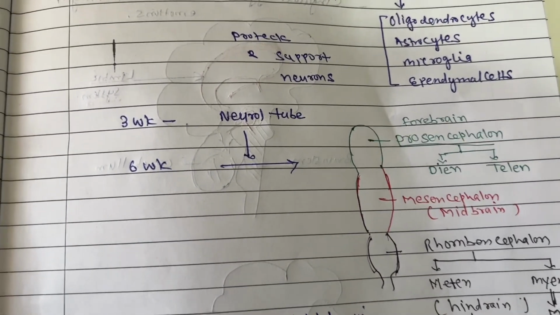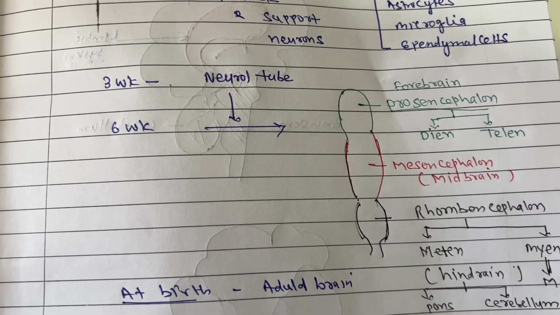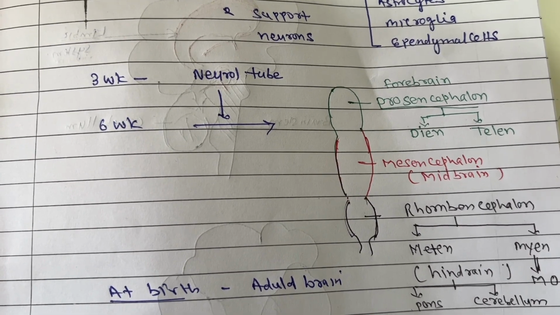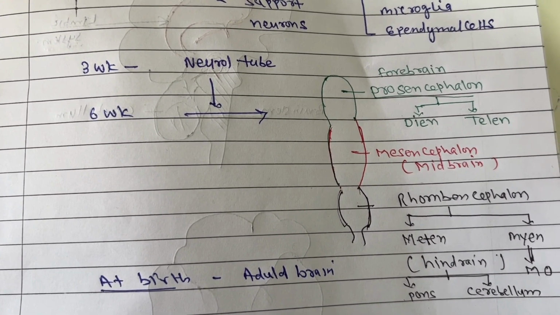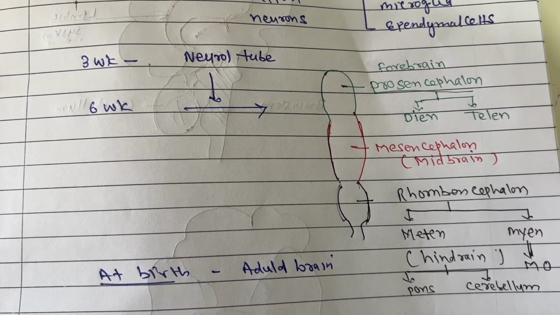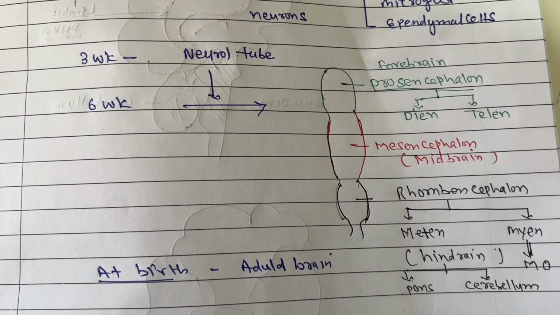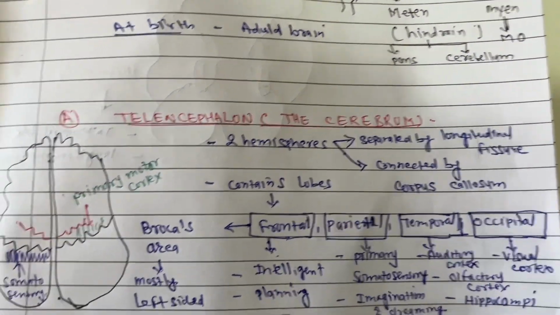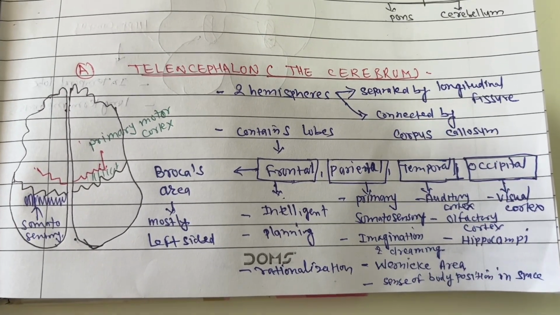Now, development of the brain: it develops from the neural tube, and at 6 weeks this neural tube divides into three sections: forebrain, prosencephalon; midbrain, mesencephalon; and hindbrain, rhombencephalon. These three parts develop to almost adult size at birth. Now let's talk about the telencephalon, which means forebrain.